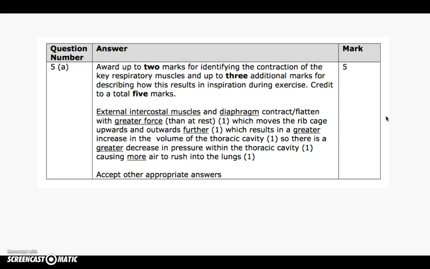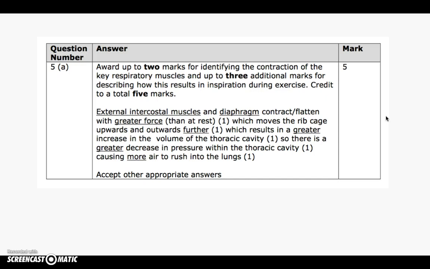The external intercostal muscles and diaphragm contract and flatten with greater force, which moves the rib cage upwards and outwards further, which results in a greater increase in the volume of the thoracic cavity. So there's a greater decrease in pressure within the thoracic cavity, causing more air to rush into the lungs. Okay, that is the answer for that question. There's 5 marks there you should be getting.